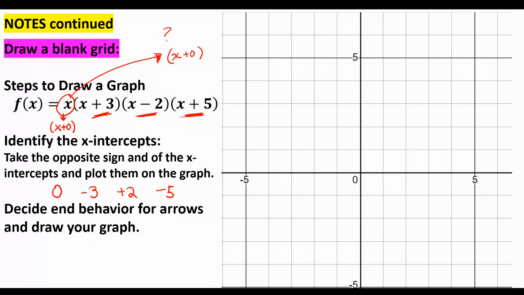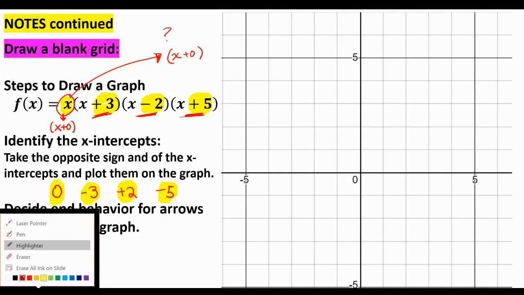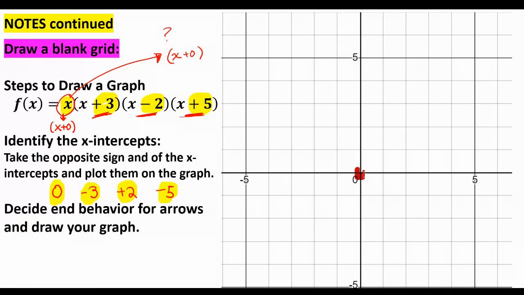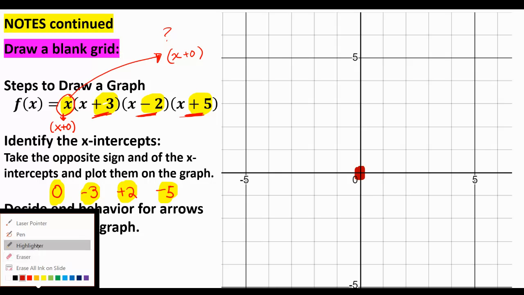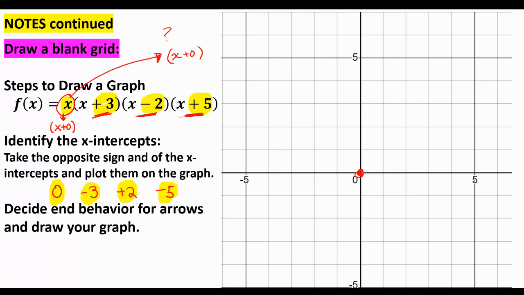So your x-intercepts, for the first one, right here is 0. Right here, opposite sign, -3. Right here, +2. Right here, -5. So let's put those on the graph. So we need one at 0, 1 at -3, 1 at +2, 1 at -5.